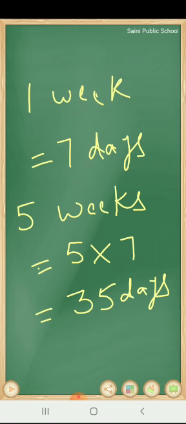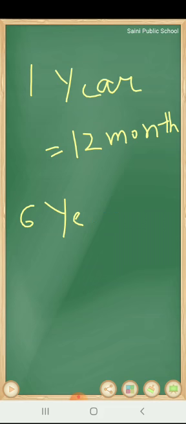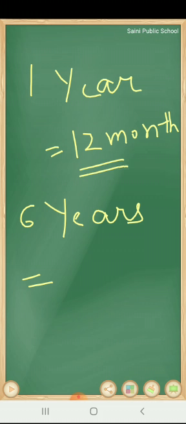Okay, similarly, in 1 year, you should know in 1 year, here are 12 months. You should remember this. In 1 year, here are 12 months. So how many months in 6 years? Suppose you want to convert years into months. What you will do? You will simply multiply the number by 12 because here are 12 months in a year.